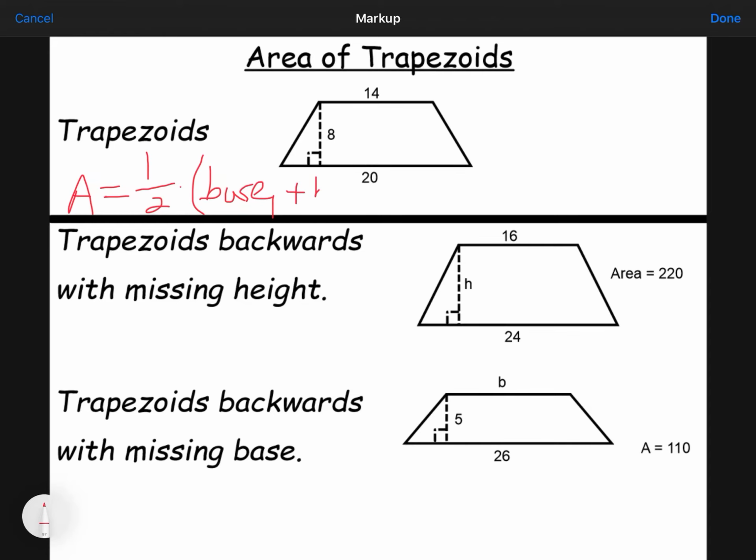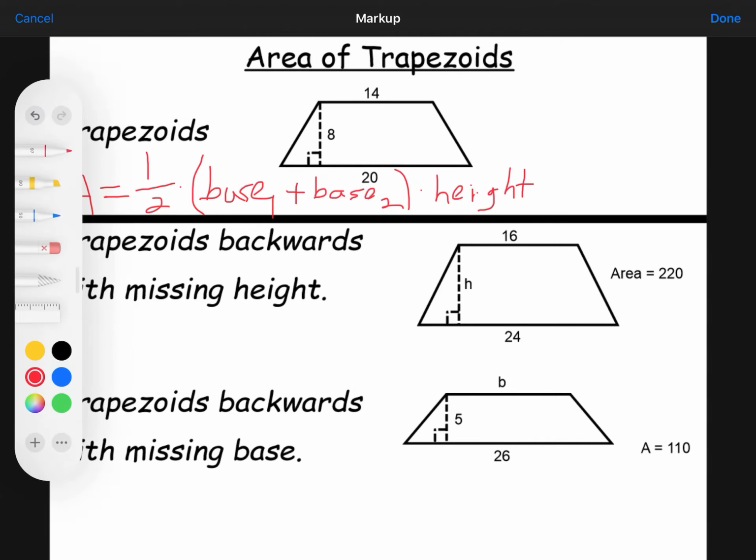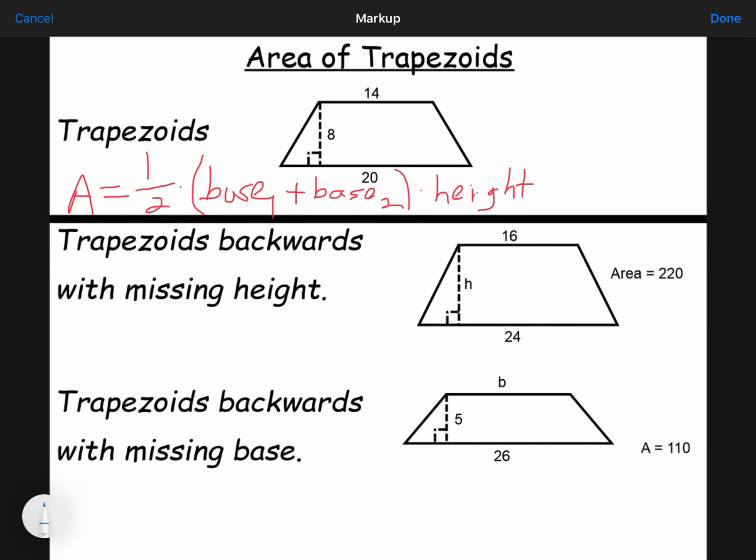So, to find the area of a trapezoid, you're going to have to use parentheses in a formula, which means remember your order of operations. You're going to do those first. You're going to take 1/2 times the sum of the bases, adding the bases. 1/2 times the bases, here the parallel sides, 14 and 20. And then times the height.